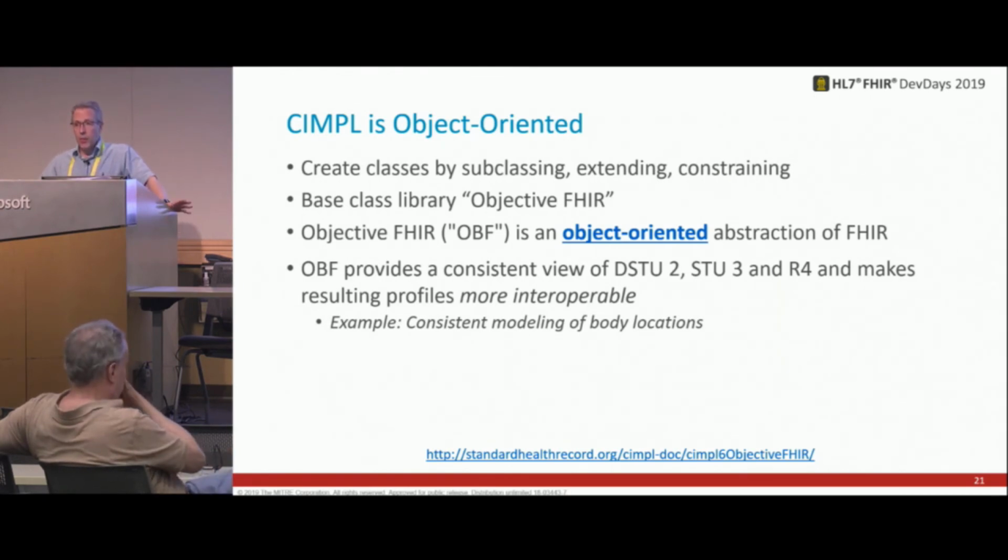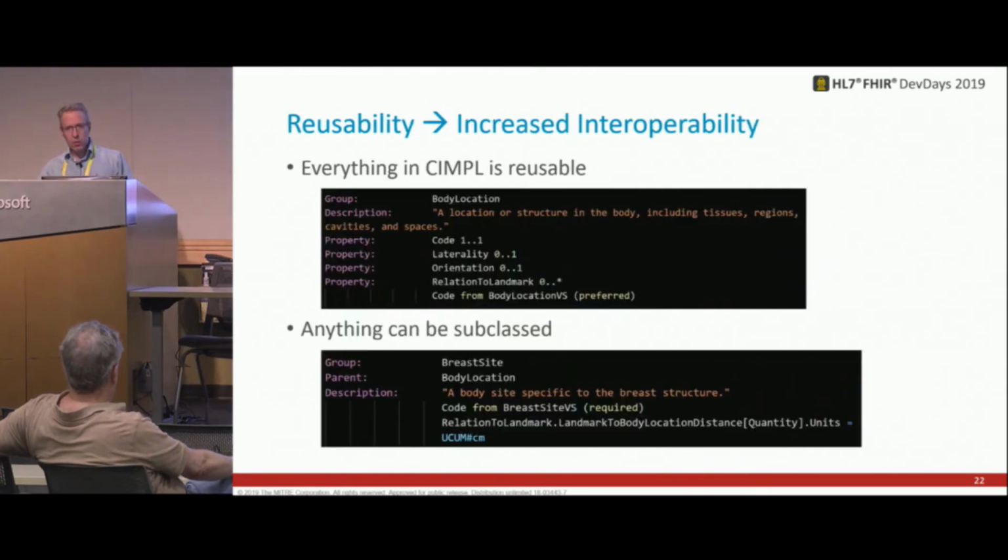And because of that, when we generate an output, it's more interoperable. If there's a version 2 server, it's going to have the same semantic concept as a version 3 server or a version 4 server. So the same model is expressed in those different versions automatically. And I gave the example of body location before. I'll dive into that just a little bit.